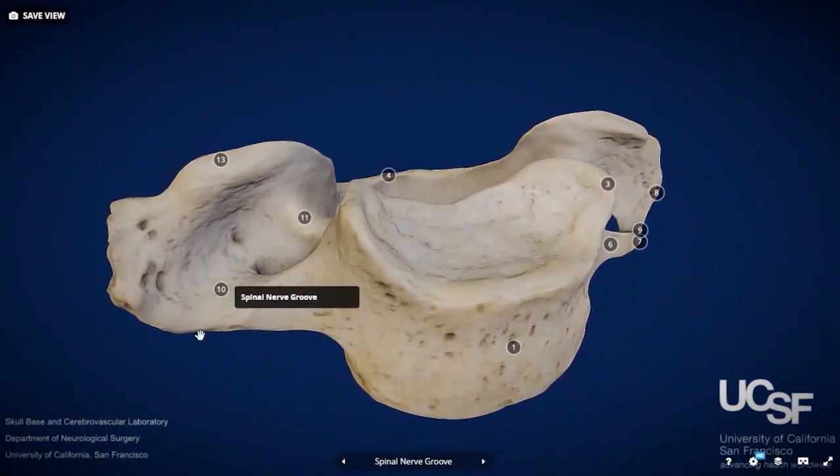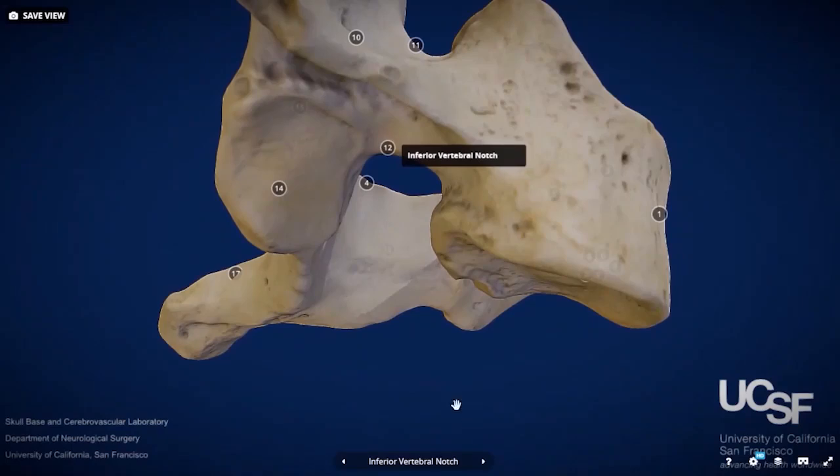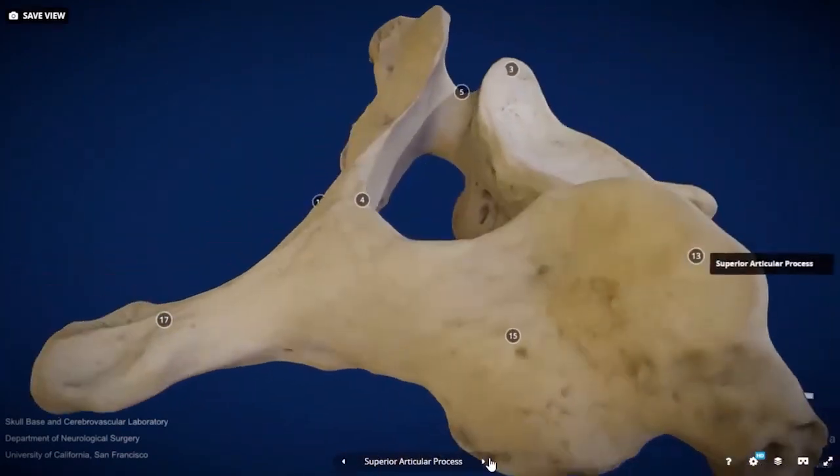Again, the intertubercular lamella is going to be the lateral limit of the spinal nerve groove. And if we move medially, the spinal nerve root is going to be coming out of the superior ventral notch. And at the inferior portion of the pedicle, you can see the inferior vertebral notch.